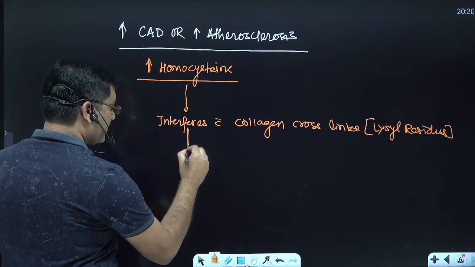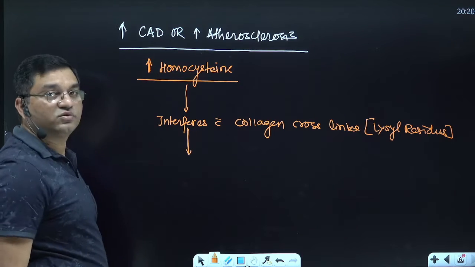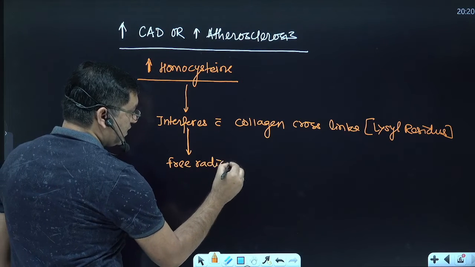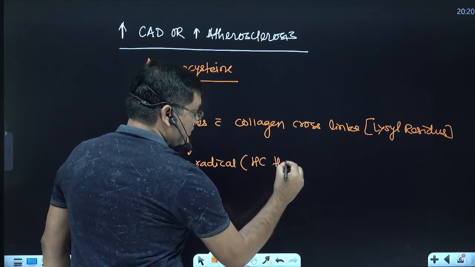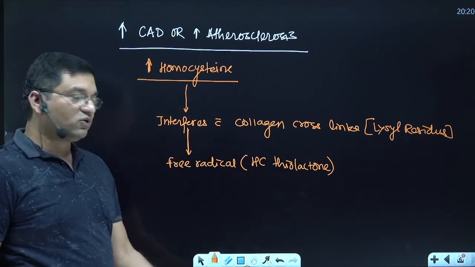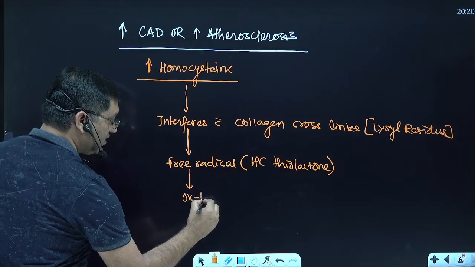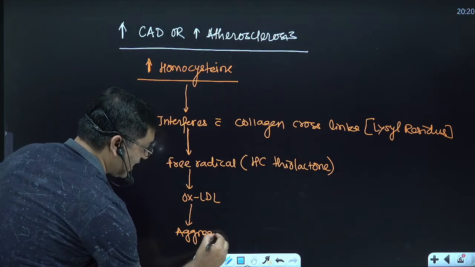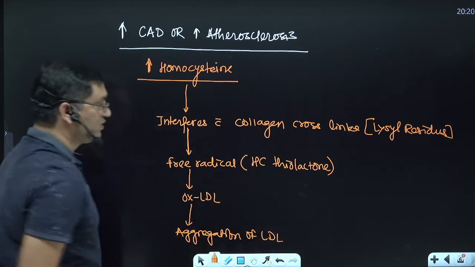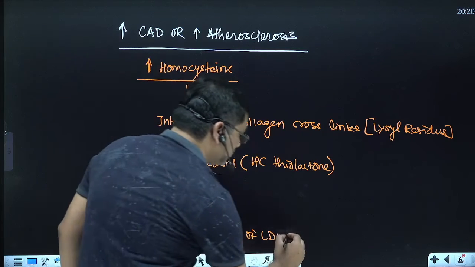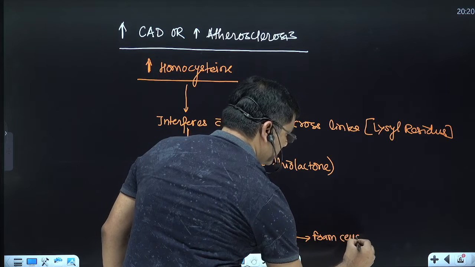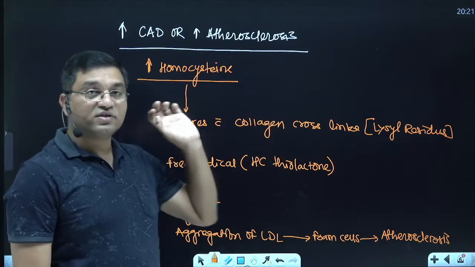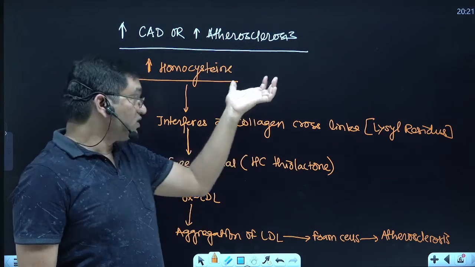It leads to the formation of reactive oxygen species, that is homocysteine thiolactone, a free radical. This homocysteine thiolactone causes the formation of oxidized LDL, or the thiolation of LDL particles, which is responsible for aggregation of LDL, low density lipoprotein. As aggregation occurs, it results in the formation of foam cells and atherosclerosis. So it can cause cerebrovascular disease and stroke in the brain, because of increase in the homocysteine level.